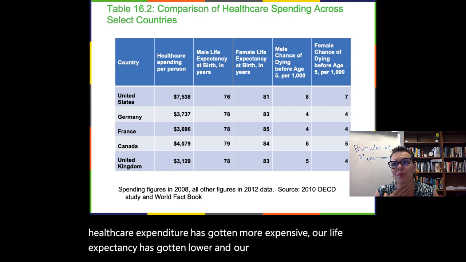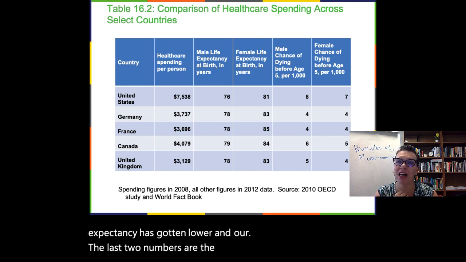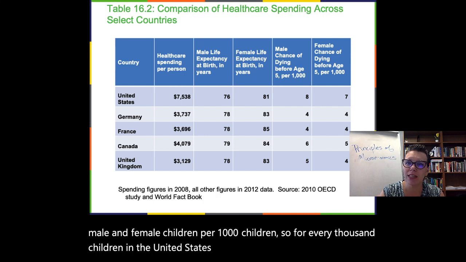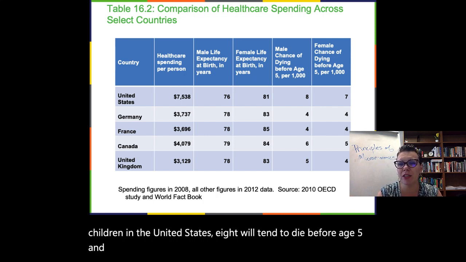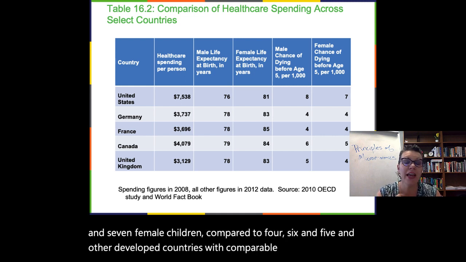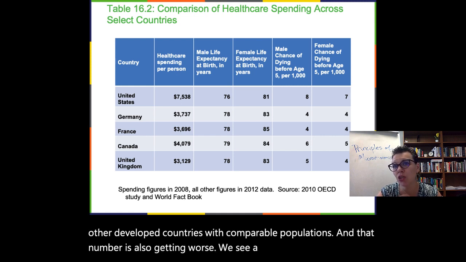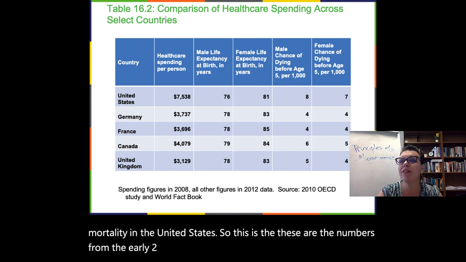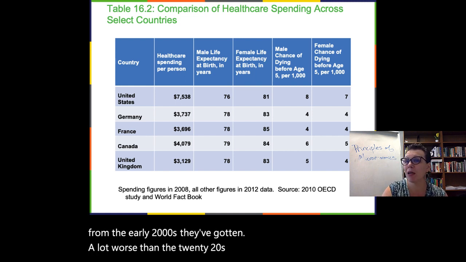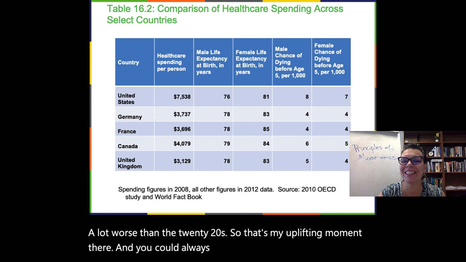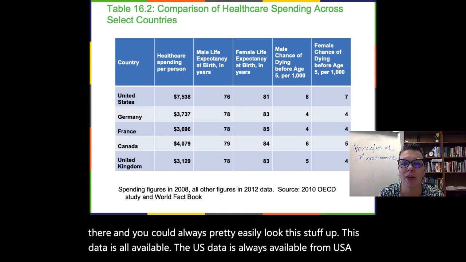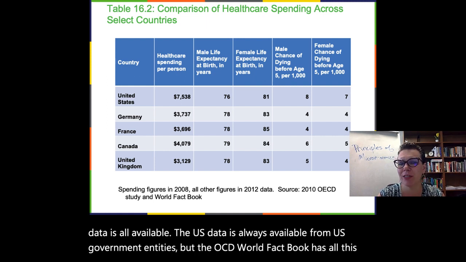And the last two numbers are the chance of dying before age 5 for male and female children per 1,000 children. So for every 1,000 children in the United States, 8 male children will tend to die before age 5, and 7 female children, compared to 4, 6, and 5 in other developed countries with comparable populations. That number is also getting worse. We see rising maternal and infant mortality in the United States. These are the numbers from the early 2000s. They've gotten a lot worse in the 2020s. So that's my uplifting moment there. You can pretty easily look this stuff up. This data is all available. The U.S. data is always available from U.S. government entities, but the OECD World Factbook has all this data and updates it pretty regularly.